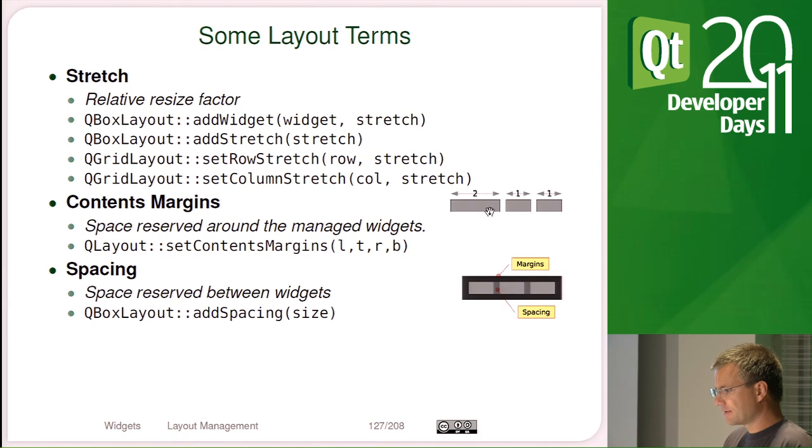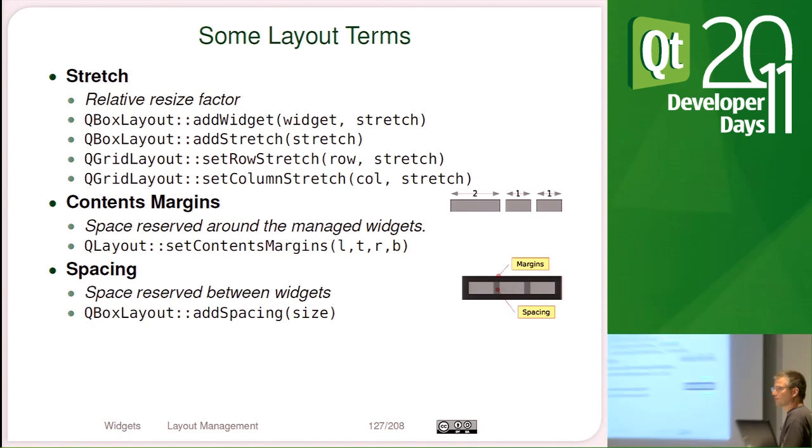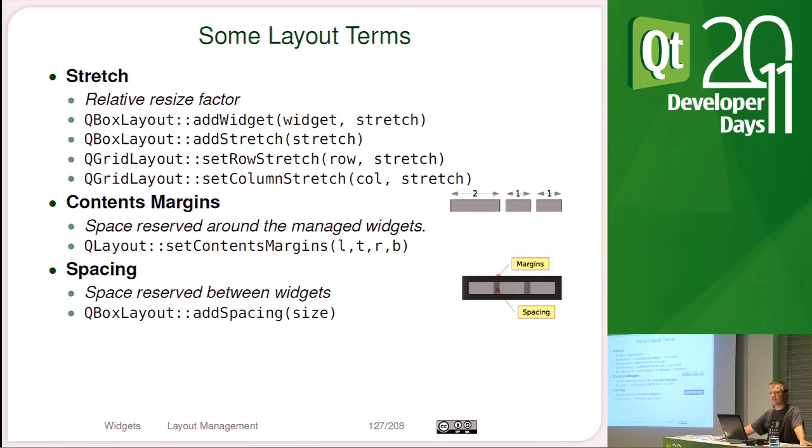So in this case, this is pretty simple. We have the first column with a stretch factor of 2. The other 2 columns have stretch factor 1. So the sum of all will be 4. And that means the first column gets 50%, and the middle and the right column get 25% of our total space. So with the stretch factor, you can influence how to resize the different columns or rows.